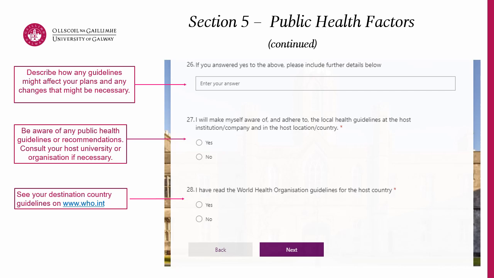You need to make sure too that you're fully aware of any public health rules or recommendations that apply at your host university or organisation or in your host country. For instance, in some countries, mask wearing is still a requirement on public transport. Finally, do read any WHO guidelines for your host country.